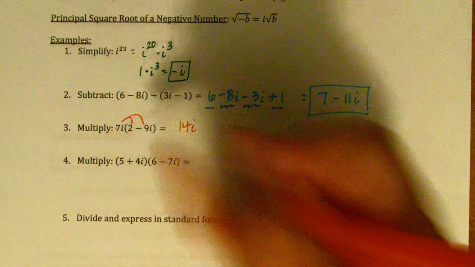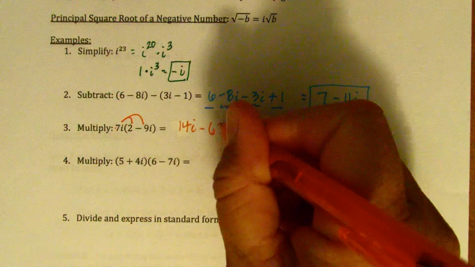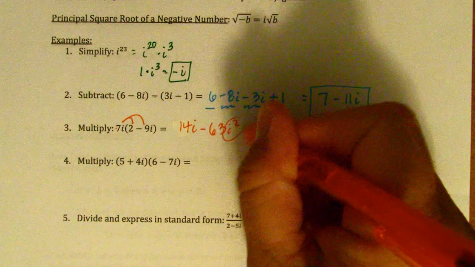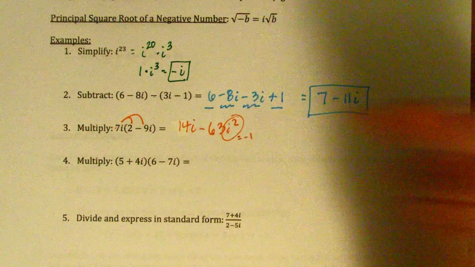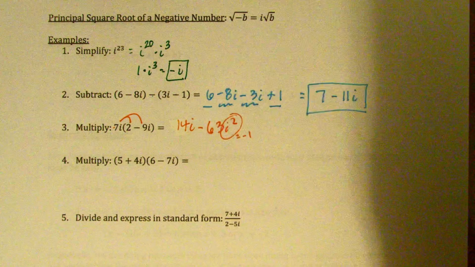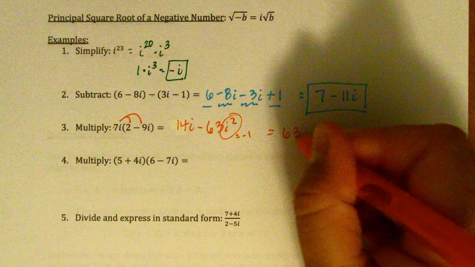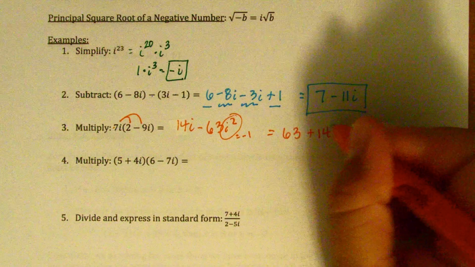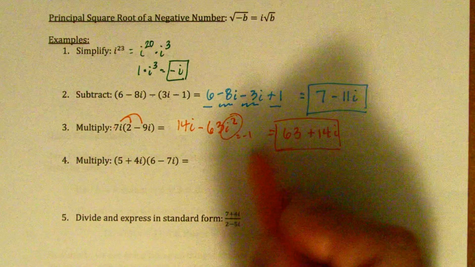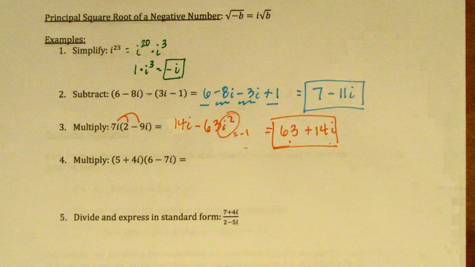And then 7i times negative 9i is negative 63i squared. But remember, i squared is equal to negative 1. So negative 1 times negative 63 is positive 63 plus 14i. And again, in standard form would be the real part first and the imaginary part second.